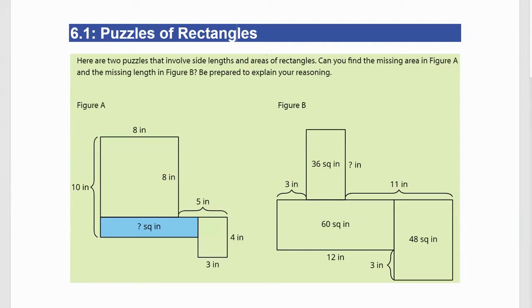All right, Algebra 1, Unit 7, Lesson 6, Rewriting Quadratic Expressions. So, puzzle of rectangles. Here are two puzzles that are involving side lengths and areas of rectangles. Can you find the missing area in Figure A and the missing length in Figure B?